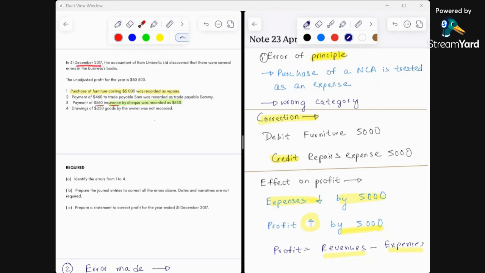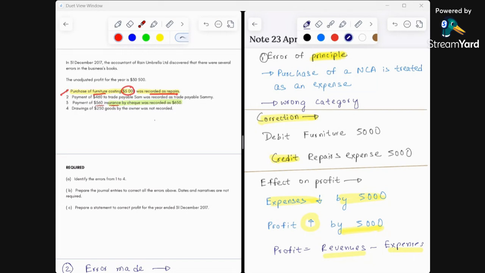On 31 December 2017, the accountant of Rain Umbrella Limited discovered that there were several errors in the business books. So we have identified four types of errors here. So let's look into the first error we have made. Purchase of furniture costing $5,000 was recorded as repairs. So what happened here is that we bought a non-current asset, but we ended up recording it as an expense.